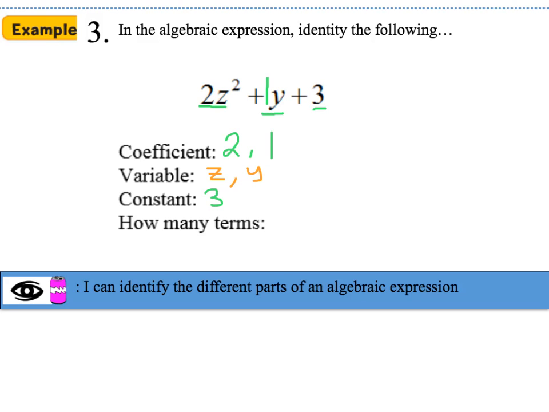So let's go ahead and take a look at our terms. We've got one term here, separated by a plus sign, we have another term right here. Separated by another plus sign, we've got another term. So we've got three terms here. So let's write three terms.